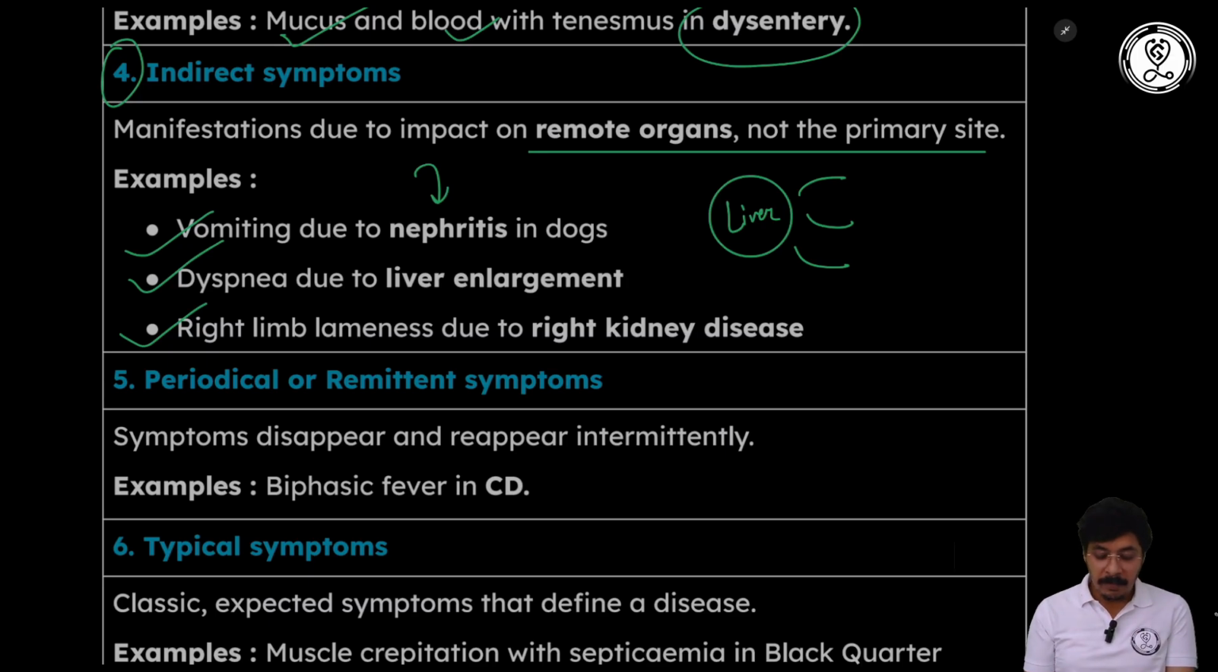Same goes with dyspnea in the case of liver enlargement. The next one is right limb lameness due to right kidney disease.